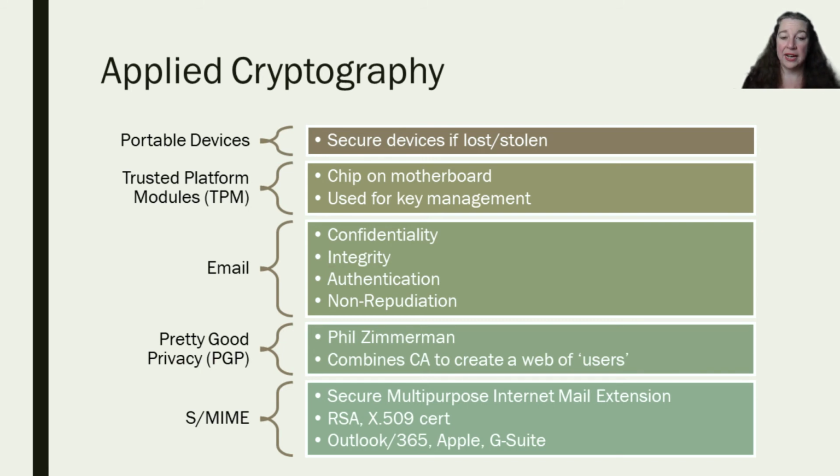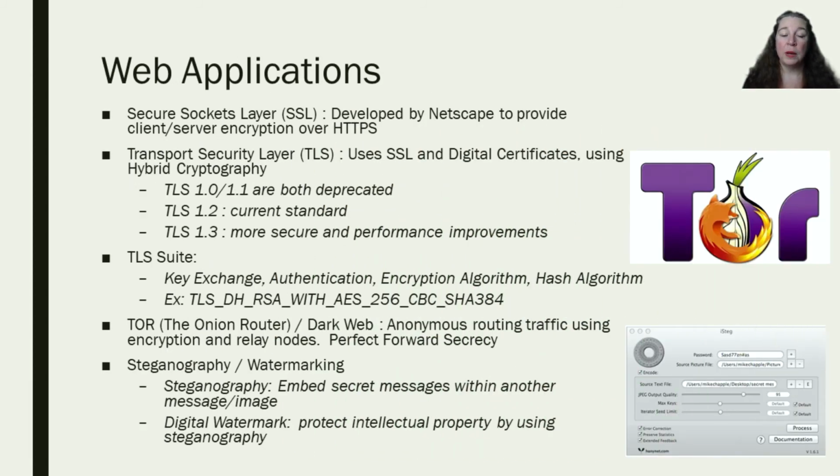And then, of course, our S/MIME, or Secure Multipurpose Internet Mail Extension, which uses RSA and the X.509 certificates. It's the kind that's used in Outlook or Apple or G Suite's mail programs. S/MIME is designed to make a secure mail extension so that information can't be passed in plain text. Most of your web applications are going to have some layer of security, HTTPS.